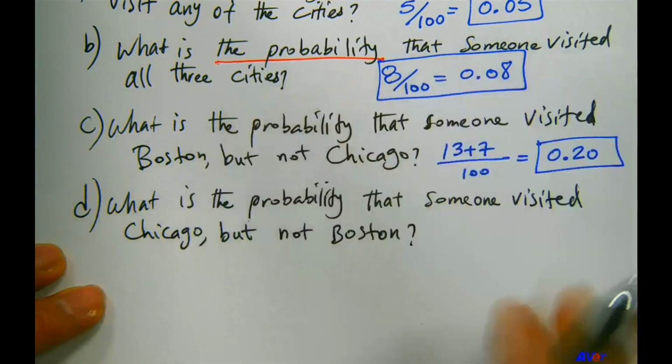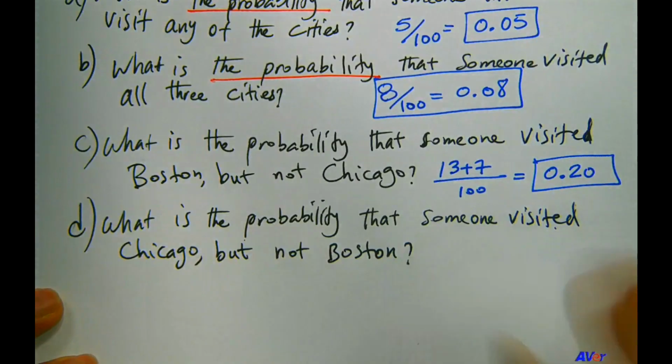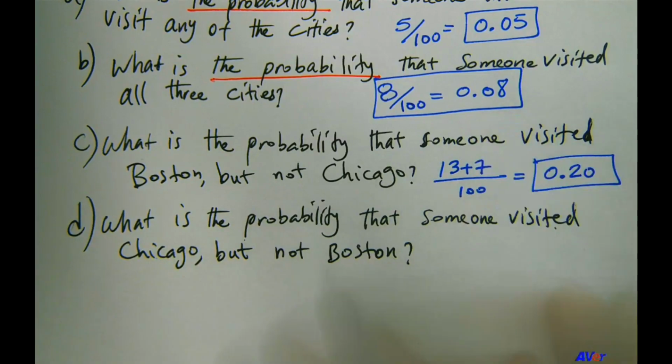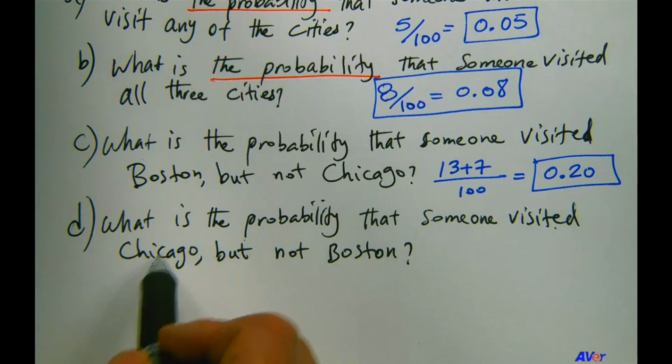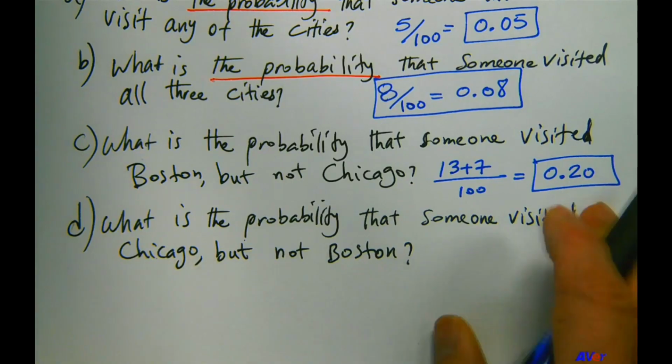Yeah, so this is the opposite of C. Someone visited Chicago but not Boston. So in other words, we don't care if somebody visited Chicago and Austin, that's okay, but not Boston. We don't want somebody who visited Chicago and visited Boston. Okay?